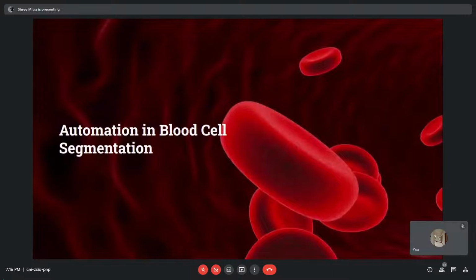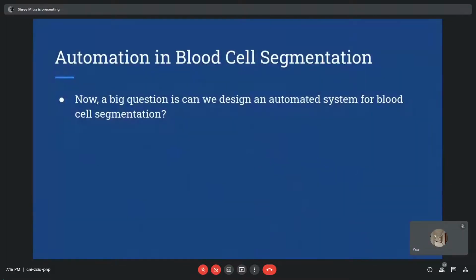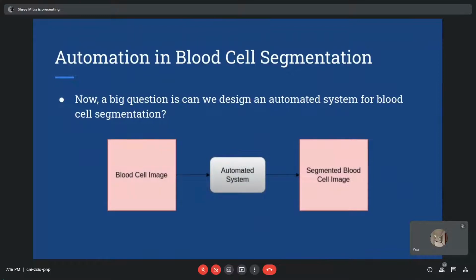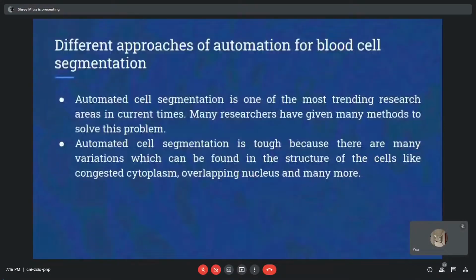Now, I'm going to talk about the automation in blood cell segmentation. Now, the big question is, can we design an automated system for blood cell segmentation? The answer is yes, we can. Many researchers have given many methods to solve this problem. Automated cell segmentation is tough because there are many variations which can be found in the structure of the cells, like congested cytoplasm, overlapping nucleus, and many more.